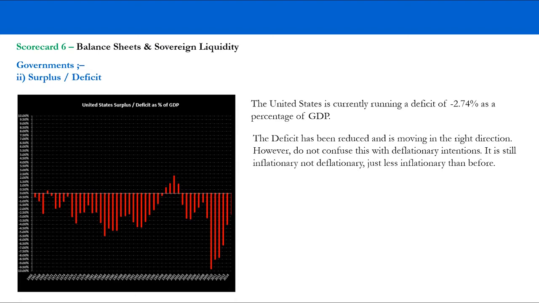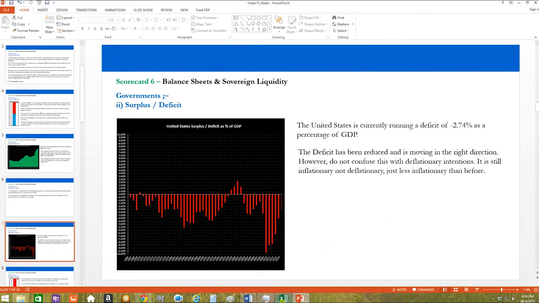What you can see is that the deficit as a percentage of GDP has actually been recently reducing and is moving in what we would consider to be the right direction. However, do not confuse this with deflationary intentions. It is still actually inflationary if you're spending more as a government than you're receiving in tax revenues. It's just less inflationary than before. Now let's go over to the spreadsheet and have a look at these numbers.